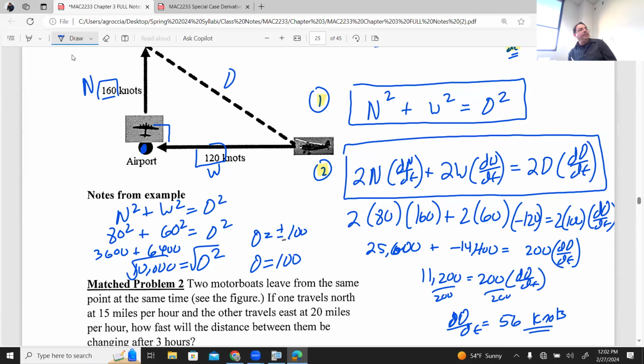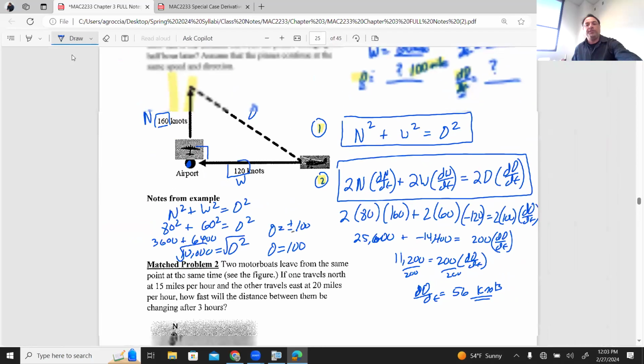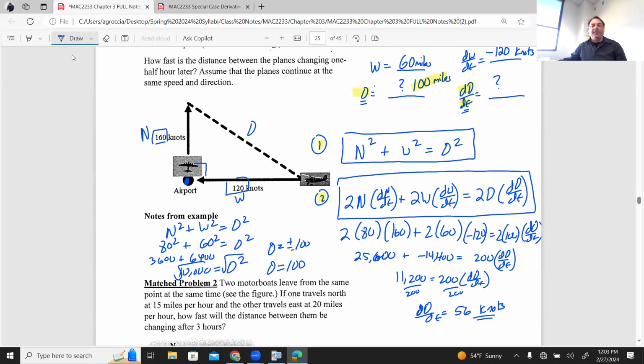Okay, so take a minute, make sure that all makes sense, make sure you got the same numbers. And then let's pause and figure out what happened. What are we actually finding? What's going on in this problem? Okay, so we know that dd over dt is 56 knots. So if I was going to explain all this, how would I explain it?